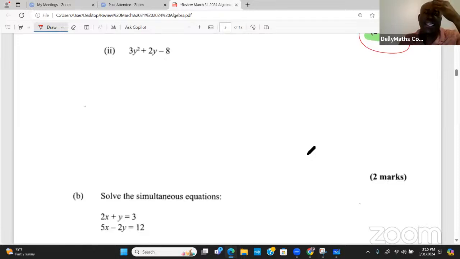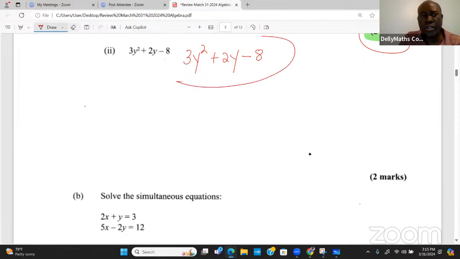All right, so we're looking at 3y to the second power plus 2y minus 8. And we're supposed to factorize this completely. For this one, you can see that there is nothing in common for our terms apart from 1. So we're going to have to approach this using the AC method. So let us list what is our A, what is our B, and what is our C. A is the coefficient of the square, and it's going to be 3. B is going to be the coefficient of the y term, and it's going to be 2. And then C is the constant. It doesn't carry any variable attached to it, so it's negative 8.